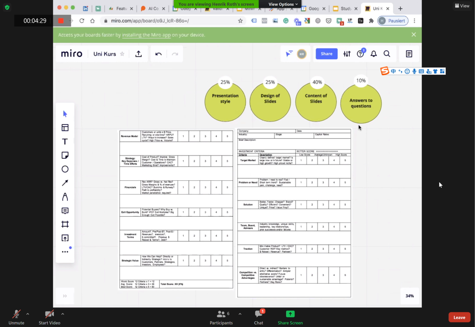And then at the end, there will be 2 or 3 questions. I will also rate how good your answers are to the questions, but I will be very fair to you, and it's also not counting too much. So are there any questions regarding this grading and evaluation scheme?